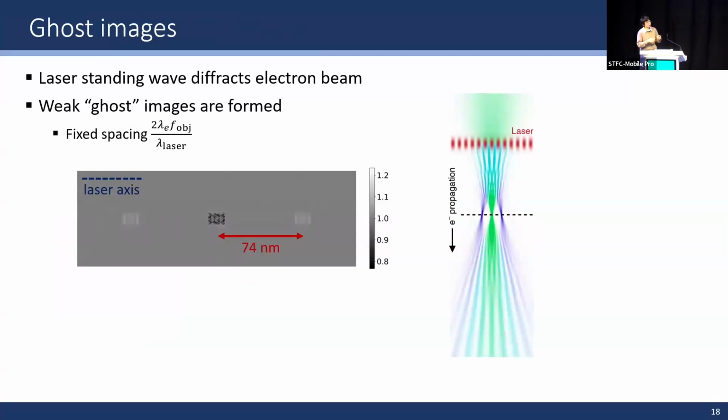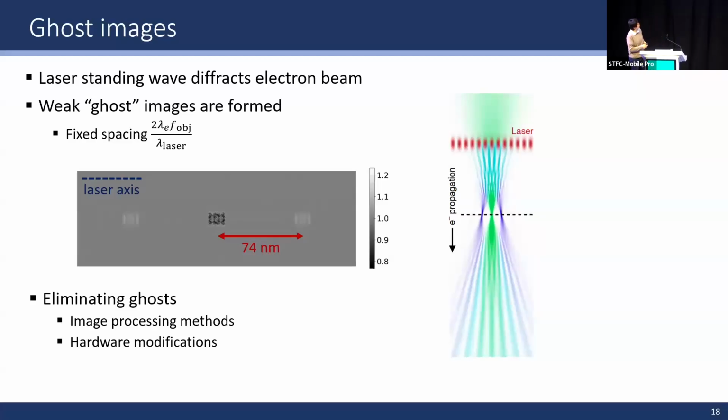This happens in any sample, but it becomes more apparent and prominent in thicker samples and also in stronger phase objects. There are ways to eliminate these ghosts, either through image processing methods, or we can make modifications in the hardware to address this. In our current configuration with the laser faceplate, we can adjust the polarization of the laser light, with some compromises to the cut-on frequency for our faceplate.